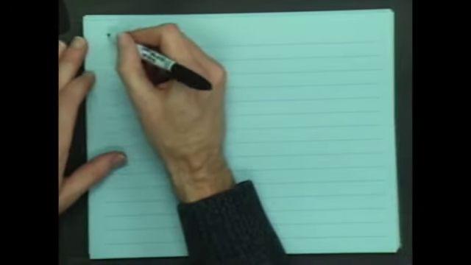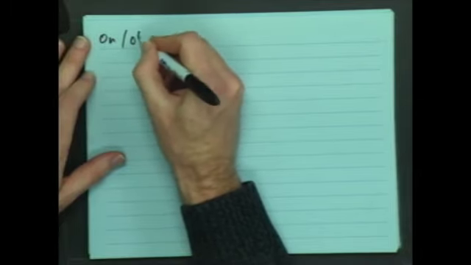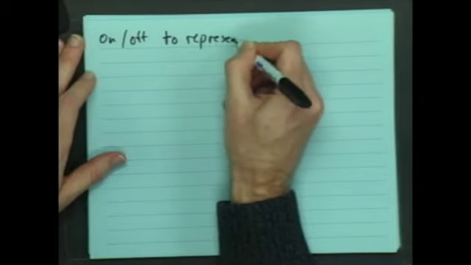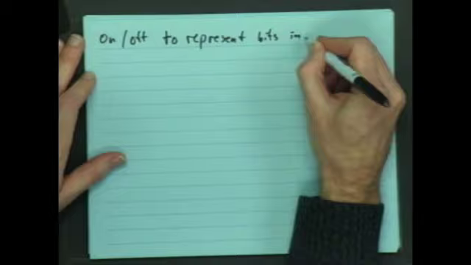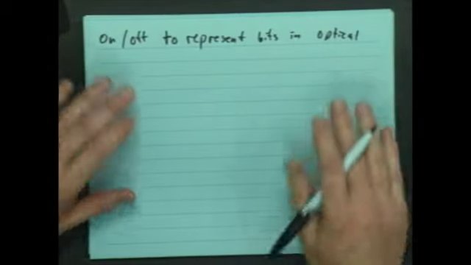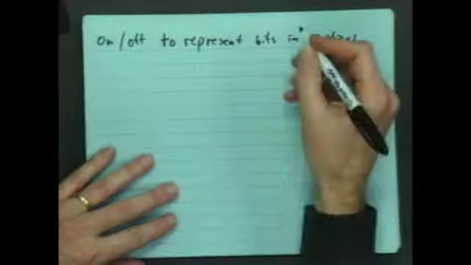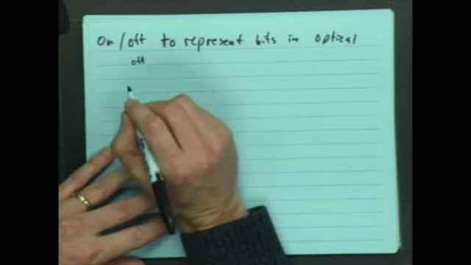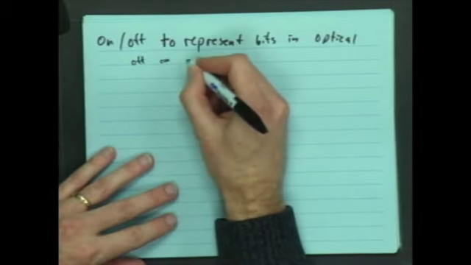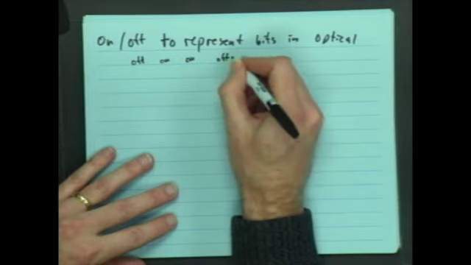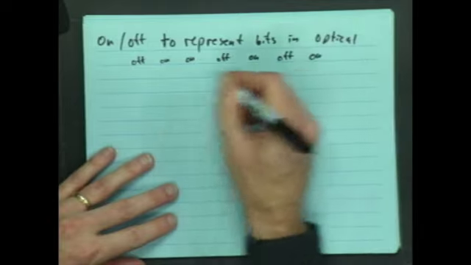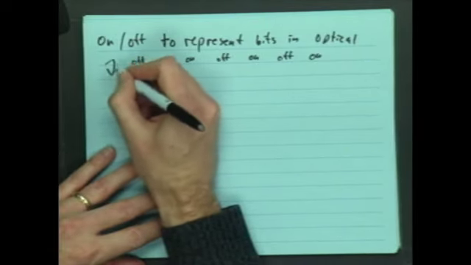What normally happens to indicate bits is we can do on, off. We use on, off to represent bits in optical signaling. So when you're using fiber, it's on or off. So I can go off, on, off, on, off, on. Okay? I'm going to be sending something out a light source here.